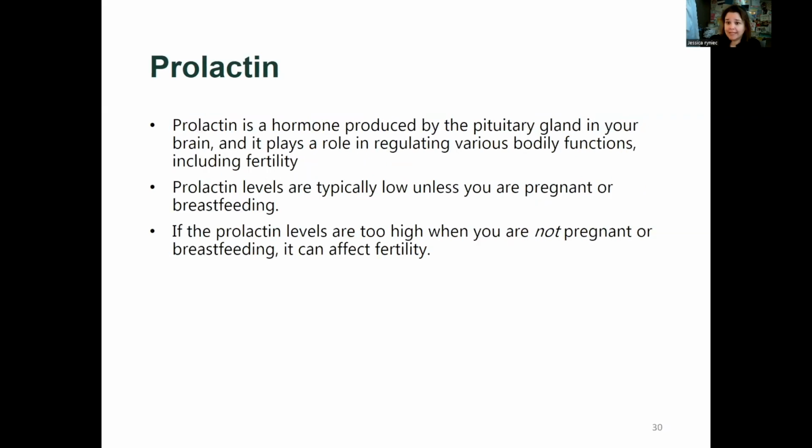The next hormone is prolactin. Prolactin is typically a hormone that is related to breastfeeding and lactation. It's made by the pituitary gland, the same place that your FSH and LH are made, and it plays a role in regulating various bodily functions, including fertility, mainly with the luteal phase. Typically, prolactin is pretty low unless you're pregnant or breastfeeding. If it's too high when you are not pregnant or breastfeeding, that can impact your fertility. It might have really subtle impacts. You might not notice irregular periods or anything through that. However, definitely an important thing to look at. And if it's too high, you may be instructed to start medication.